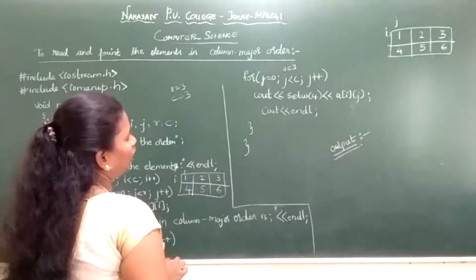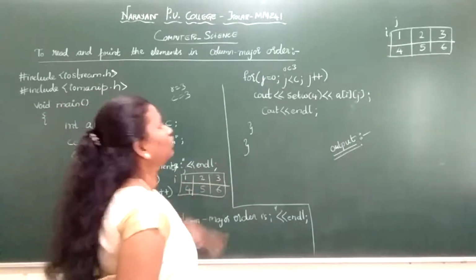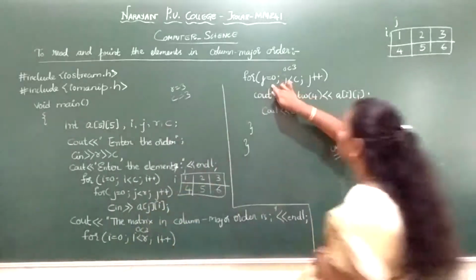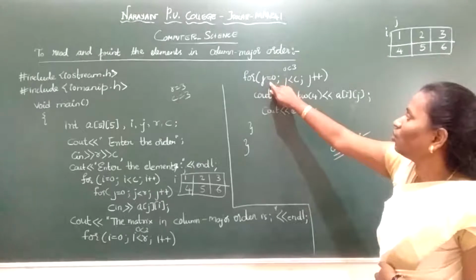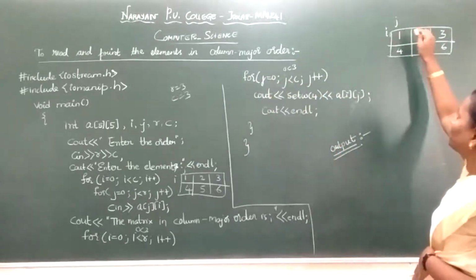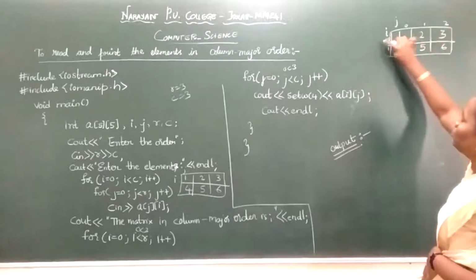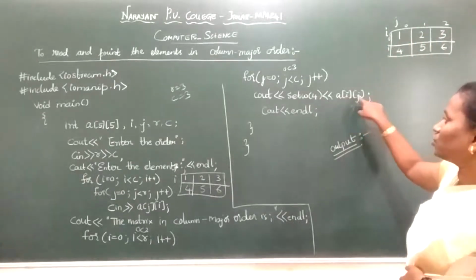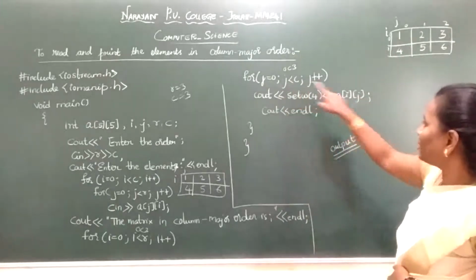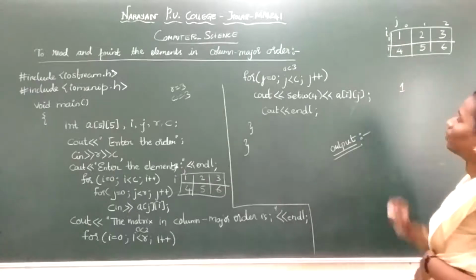Now j plus plus. Now how will it print? Here we have 1, 2 and 3. j is equal to 0 and i is also equal to 0, so at position 0, 0 what do I have? That is a of 0, 0. i is 0 and j is also 0, so what will I print? I will print 1.